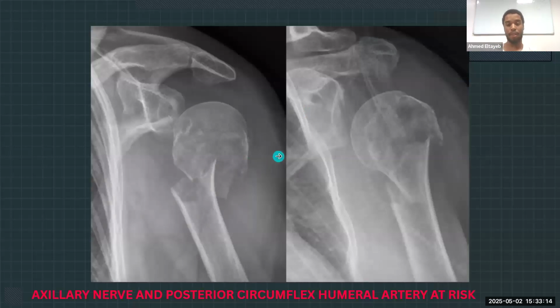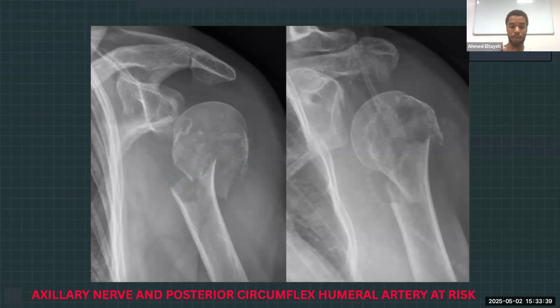Okay, this is a fracture dislocation. So remember the surgical neck. We said it's the most common site for fracture. And here we're observing a surgical neck fracture. And sometimes with a surgical neck fracture, we can have dislocation of the head of the humerus. So it can either move posteriorly or anteriorly.